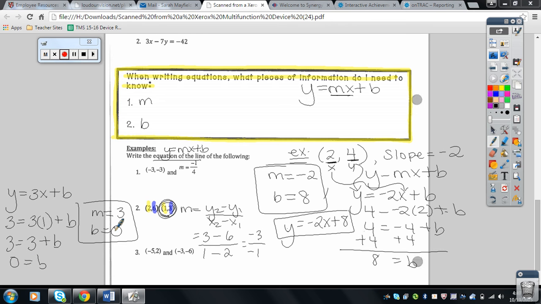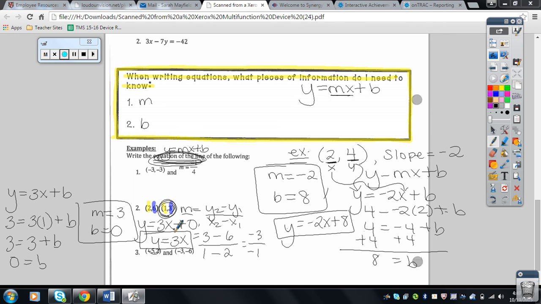0. Am I done? No, I have not written my equation. Just because you found m and b does not mean you wrote the equation of a line. The equation of a line is y equals mx plus b. So y equals 3x plus 0. 3 is next to x because 3 is my slope. y equals mx plus b. Do I really need this plus 0? No. y equals 3x, circle, and I'm done.